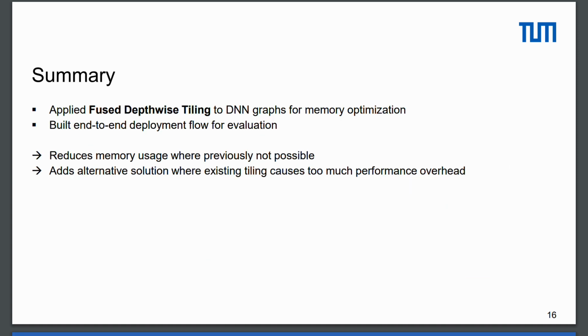So to summarize, we applied this fused depthwise tiling to DNN graphs to achieve memory optimization and build an end-to-end deployment flow that was able to evaluate this accurately. This approach reduces memory usage for some models where it was previously not possible, so finding new opportunities. And even for existing models or models that could be tiled by the existing methods for fused tiling, we could show that there might be a trade-off in terms of performance overhead compared to memory usage.